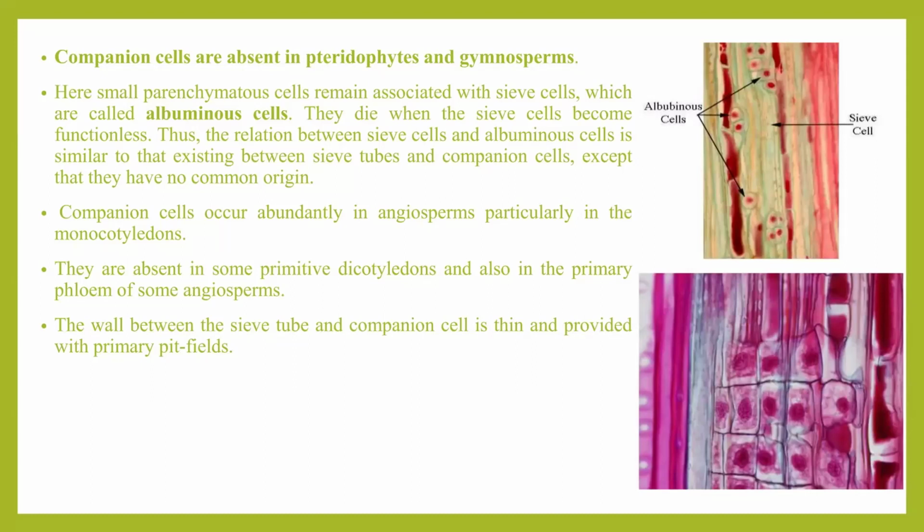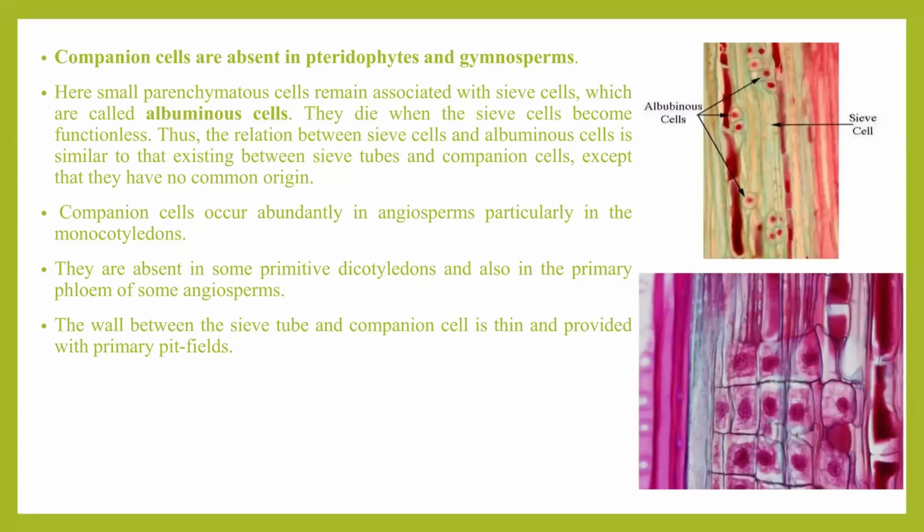Generally albuminous cells are seen in pteridophytes and gymnosperms, whereas companion cells are absent in pteridophytes and gymnosperms. Albuminous cells are comparable to the companion cells because they are present along with the sieve cells in the pteridophytes and gymnosperms, but the origin is not similar. The albuminous cells and sieve cells originate from different mother cells, whereas the sieve elements and companion cells originate from the same mother initial. That is the main point here.